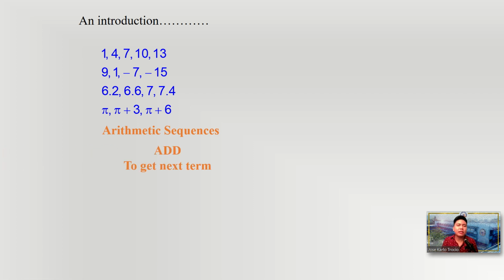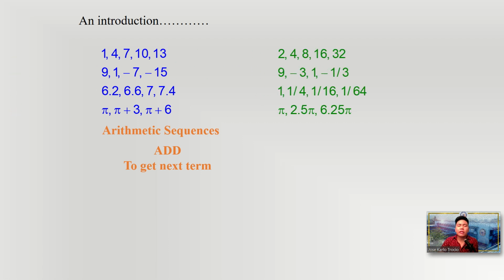We're just going to add the common difference, which is 3. Again, the common difference is you're going to subtract: 4 minus 1, that is 3. 7 minus 4, that is 3. So there's a common 3 in each interval, so you're going to add so that you can get the next term.